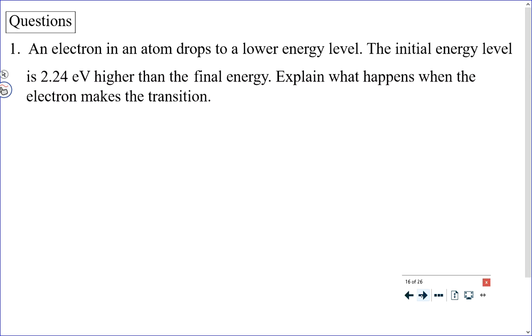So we have some questions now. An electron in an atom drops to a lower energy level. The initial energy level was 2.24 electron volts higher than the final. What happens when the electron makes the transition?